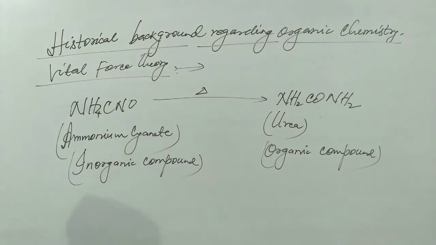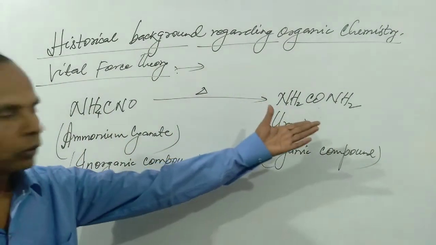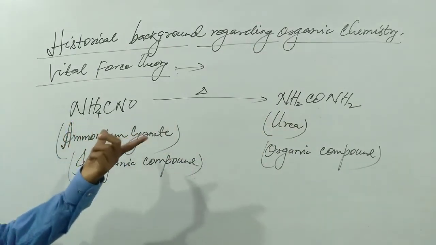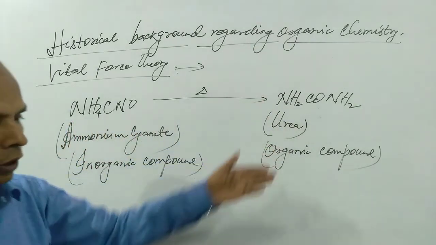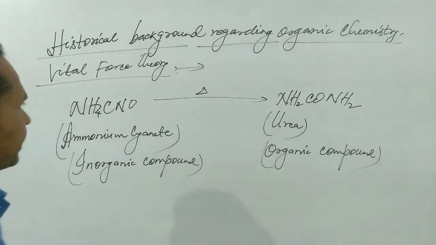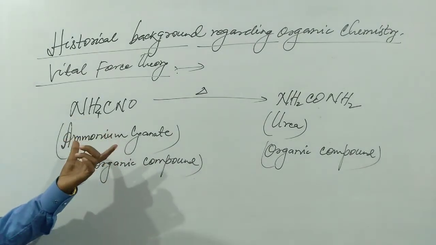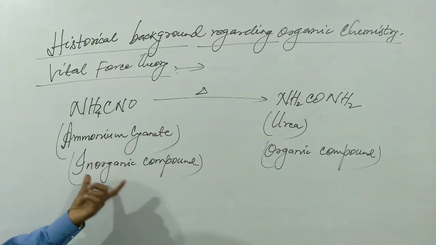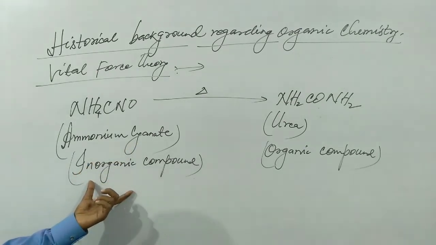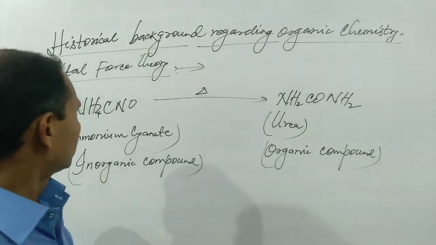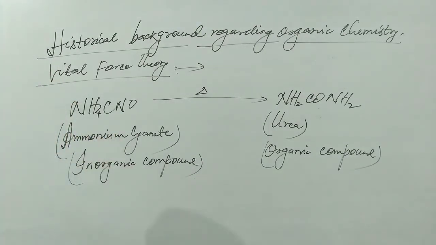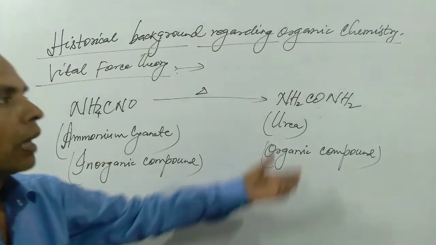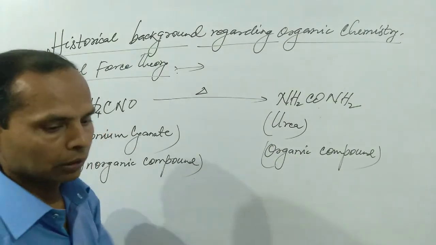Friedrich Wöhler prepared the first organic compound, urea, by heating ammonium cyanide in the laboratory. So this was the first compound prepared in the laboratory. NH4CNO, the name of such compound is ammonium cyanide, which is an inorganic compound. Whenever this ammonium cyanide was heated, a new compound, urea, is obtained. This is an organic compound.